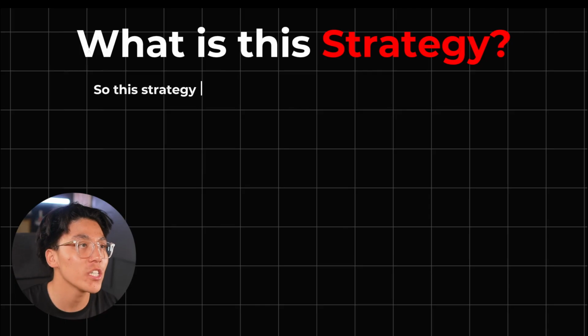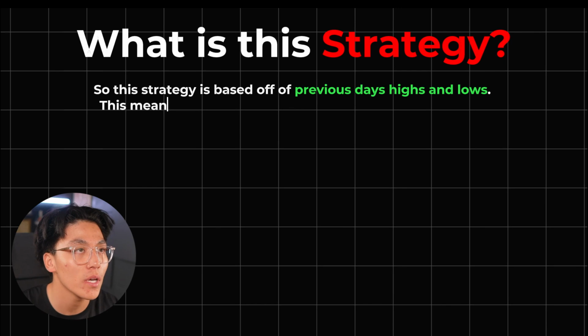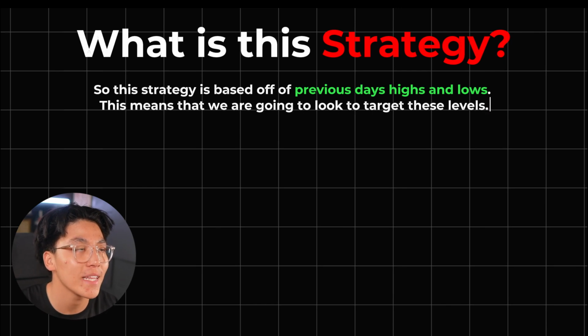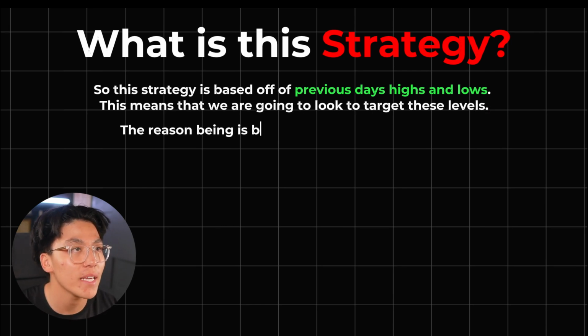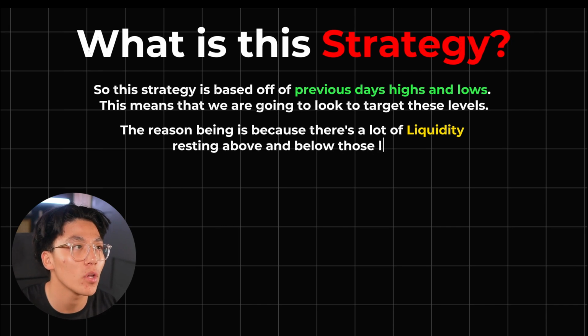So what is this price action strategy and how can we use it to make money in the markets? This strategy is based off of previous day highs and lows. This means that we're going to be looking to target these levels, the reason being that there's a lot of liquidity resting above and below those levels.